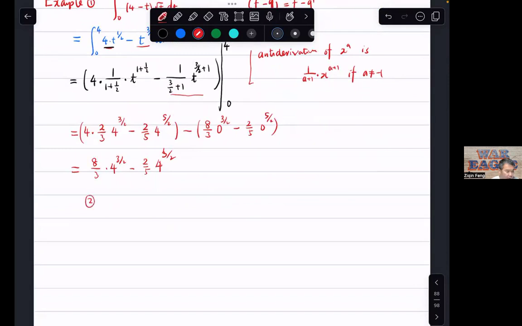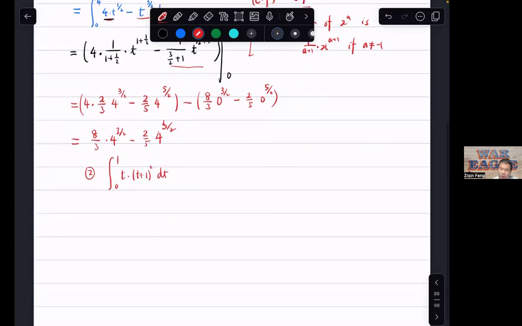And now let's see another example. Example 2 here is integration 0 to 1 of t times (t plus 1) squared dt, right? We are looking for the antiderivative of this function here. Again, you can see that this function is a product of two polynomials, t times (t plus 1) squared. And we don't have any way to handle a product of two functions yet.